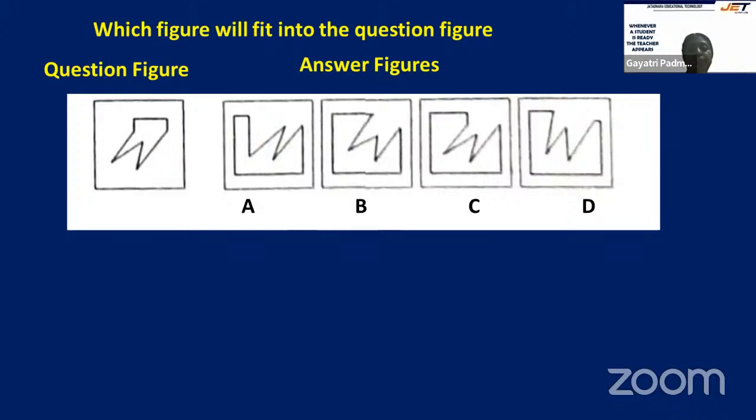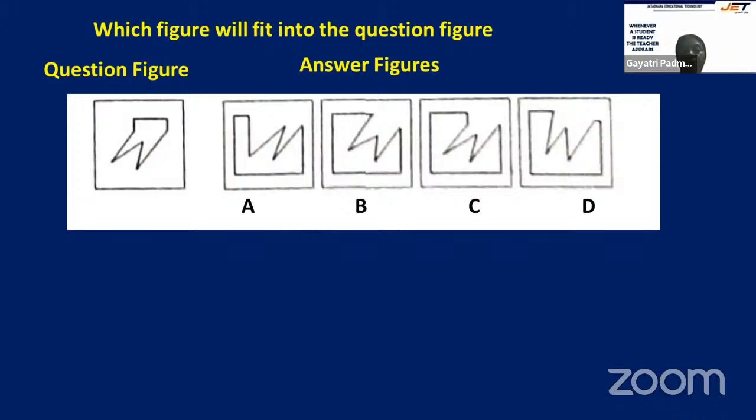Which figure would fit into this? Your question figure is here and your answer figure is here. Four options are there. Is it A, B, C, or D? You need to choose the best fitted figure for this. Let's see. So you have A, you have B, you have C, you have D. Now whatever is a question figure there, that should get fit into A, B, C, or D.